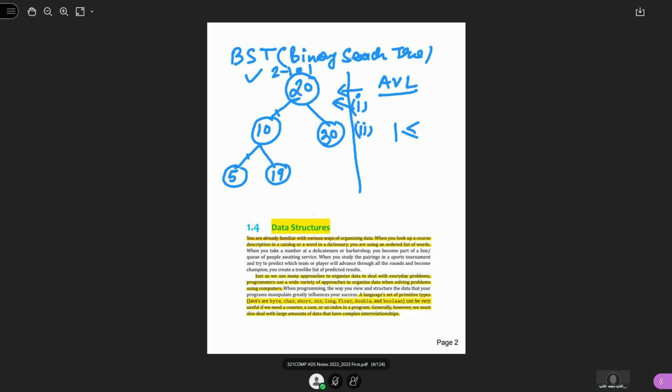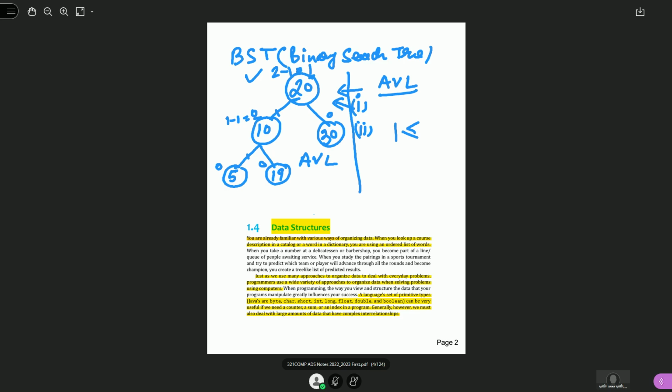Balance factor of the 10: left 1, right 1, so 1 minus 1 is 0. Balance factor of the leaf node is 0, because there is no left, no right. So 0 minus 0 is 0. Same here, 0. Same here, 0. Now, here you can see the balance factors are 1, 0, 0, 0. So this is AVL. No problem.